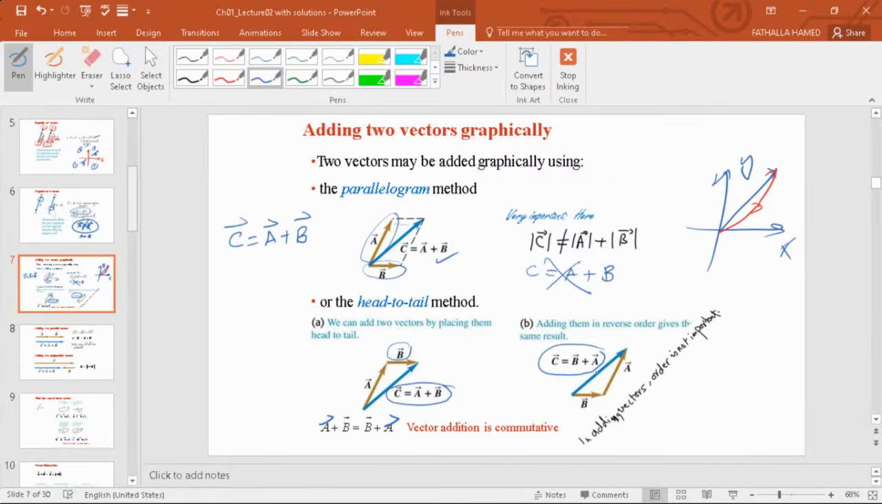So we represent the vector by an arrow, where the length of the arrow will tell me the magnitude of the vector, or relative magnitude of the vector to my drawings. And the direction where the arrow points is the direction of the vector. Now, in adding vectors, tail to head. Okay. Is this clear? Any questions on these?